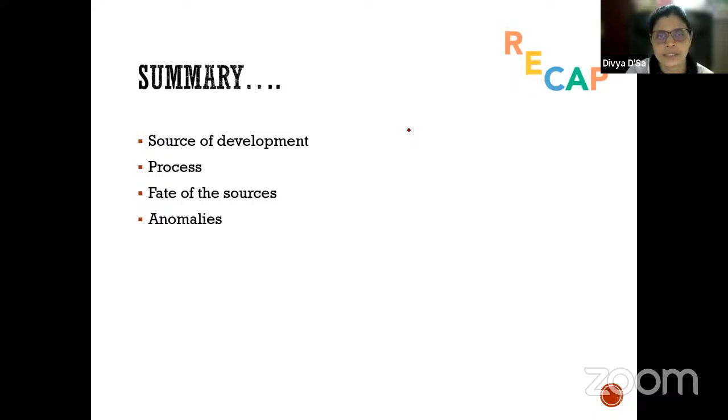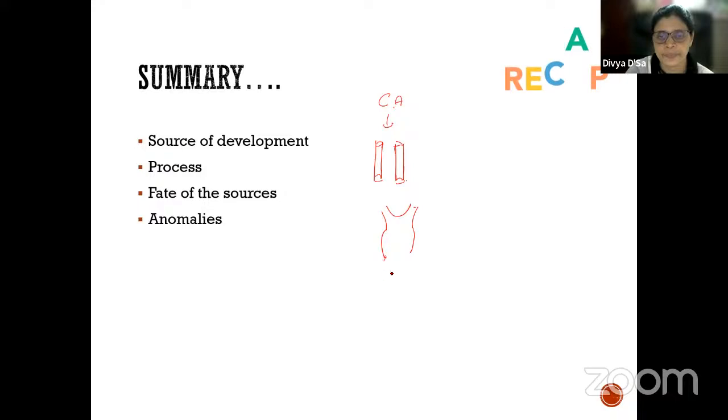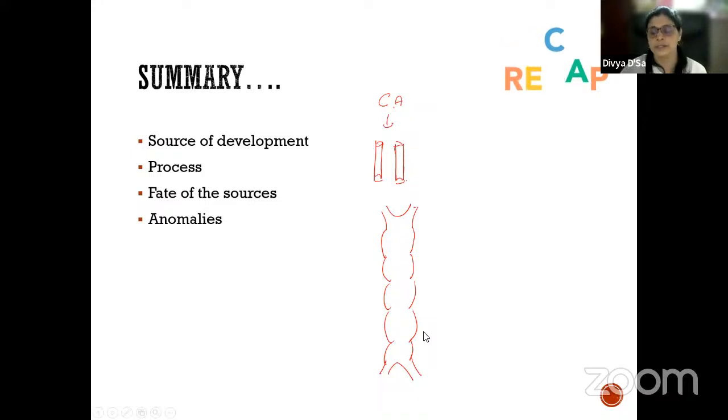Okay, so basically formation. That is the cardiogenic area. From the cardiogenic area, we have two endothelial tubes forming, isn't it? These endothelial tubes further fuse and form different dilatations, right? And from these different dilatations, we have the formation of the different parts of the heart. Okay, so these are the things.